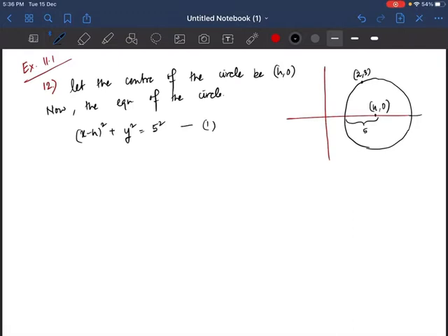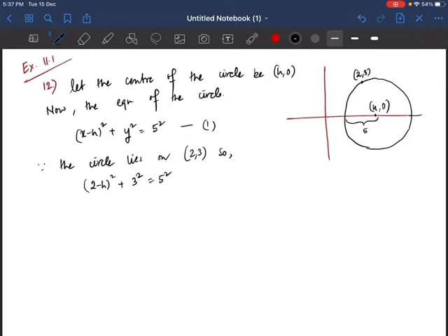Now it says that the circle passes through the point 2, 3. Now if it passes through the point 2, 3, the point will satisfy the equation of the circle, right? So in place of x and y, we can write 2 and 3, and the same equation will be valid for the point 2, 3. So let us write, since the circle lies on 2, 3, in place of x I will write 2. So 2 minus h whole square plus 3 square is equal to 5 square. So this is what we have.